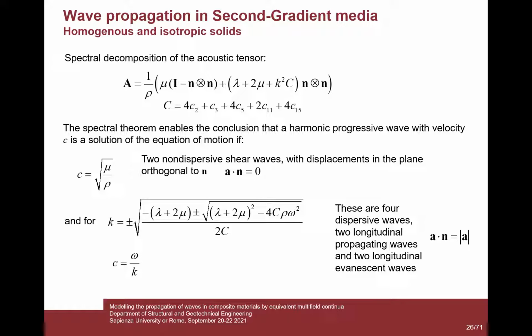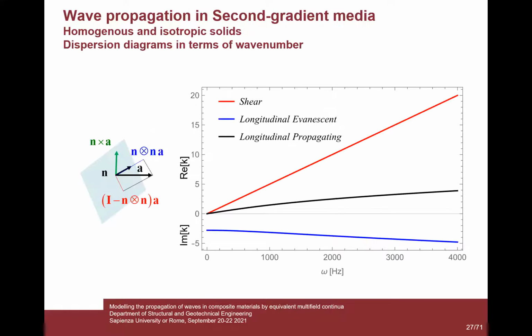And these four waves, one couple is non-dispersive, sorry, they are all dispersive. One couple is propagating, while one couple has this wave number, which is imaginary. And an imaginary wave number means that the wave cannot propagate. These are called evanescent waves.